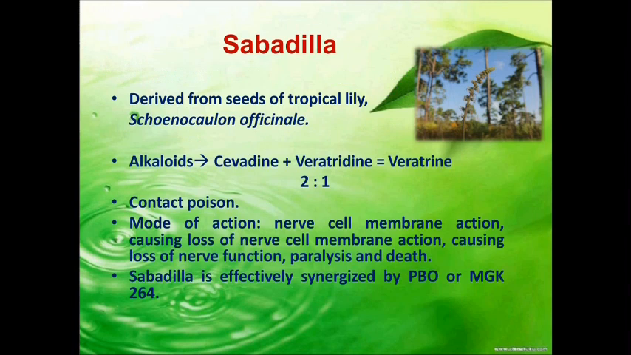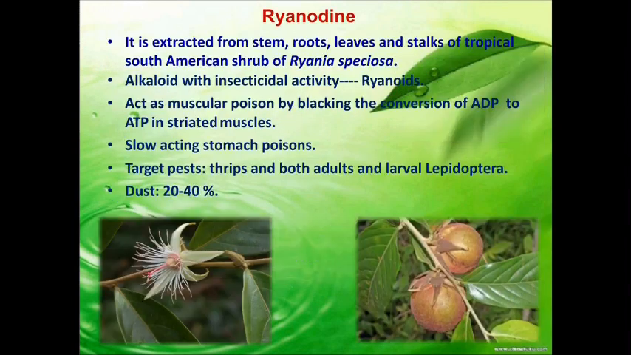Then sabadilla, it is derived from the seeds of the tropical lily, and the alkaloids present are cevadine plus veratridine, which equals veratrine. Okay, it is a contact poison, and if you see the mode of action, it acts on the nerve cell membrane, causing loss of nerve function, paralysis, and death of that particular insect. And it is synergized by PBO or MGK 264.